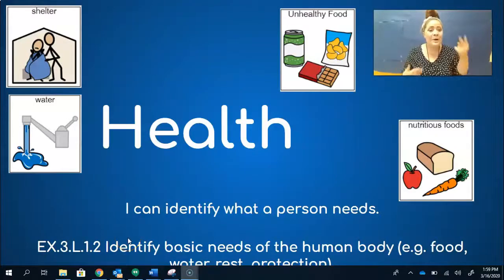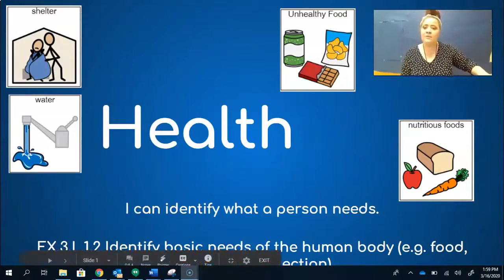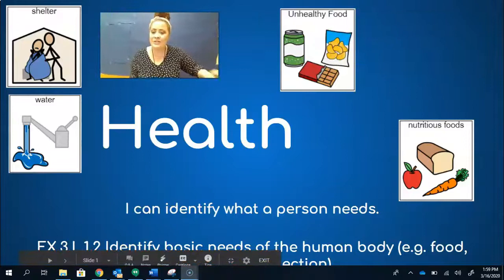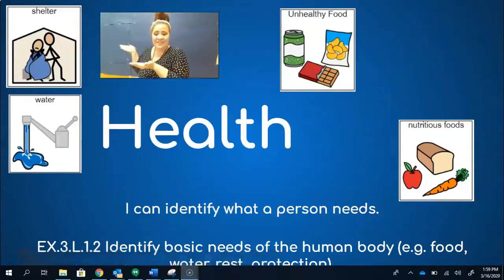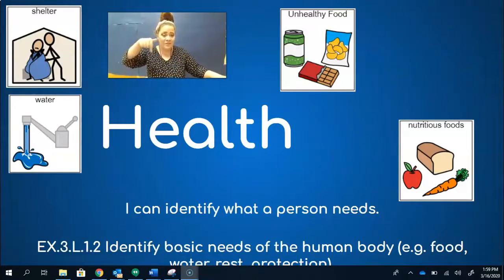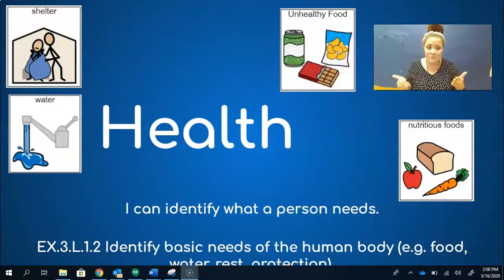Hello! Welcome to part 2 of your health lesson. I can identify what a person needs. All right, if you remember, we're going to do some review of our vocabulary words. Last week we introduced the word shelter. Then we have water, we have unhealthy foods, and we have nutritious foods. Hopefully these words mean a little bit more to you now that you finished our lesson.